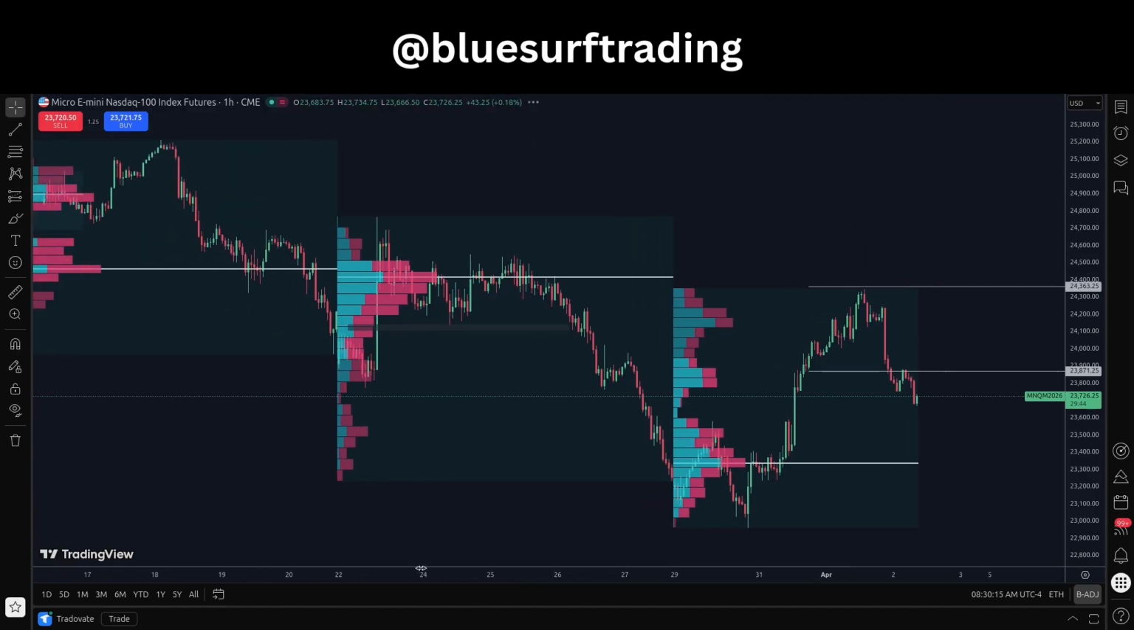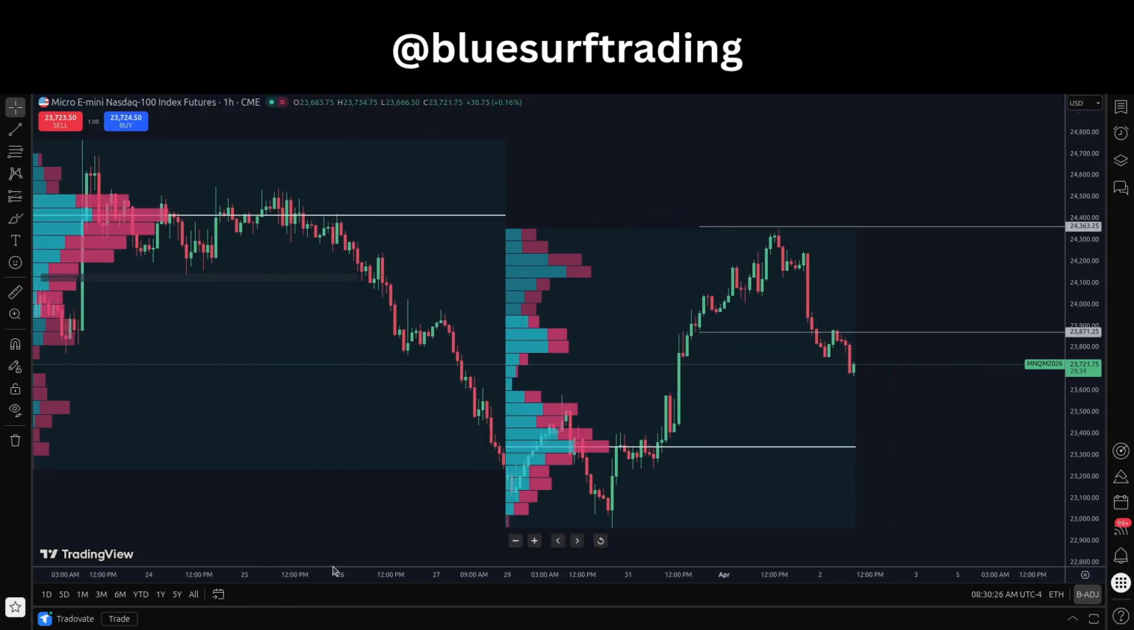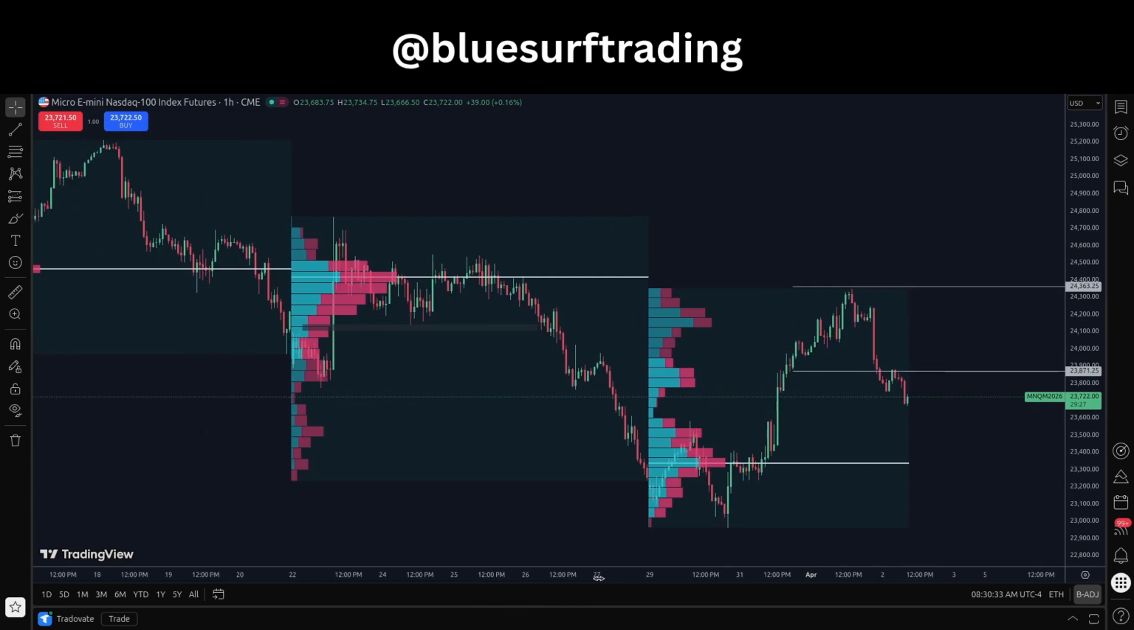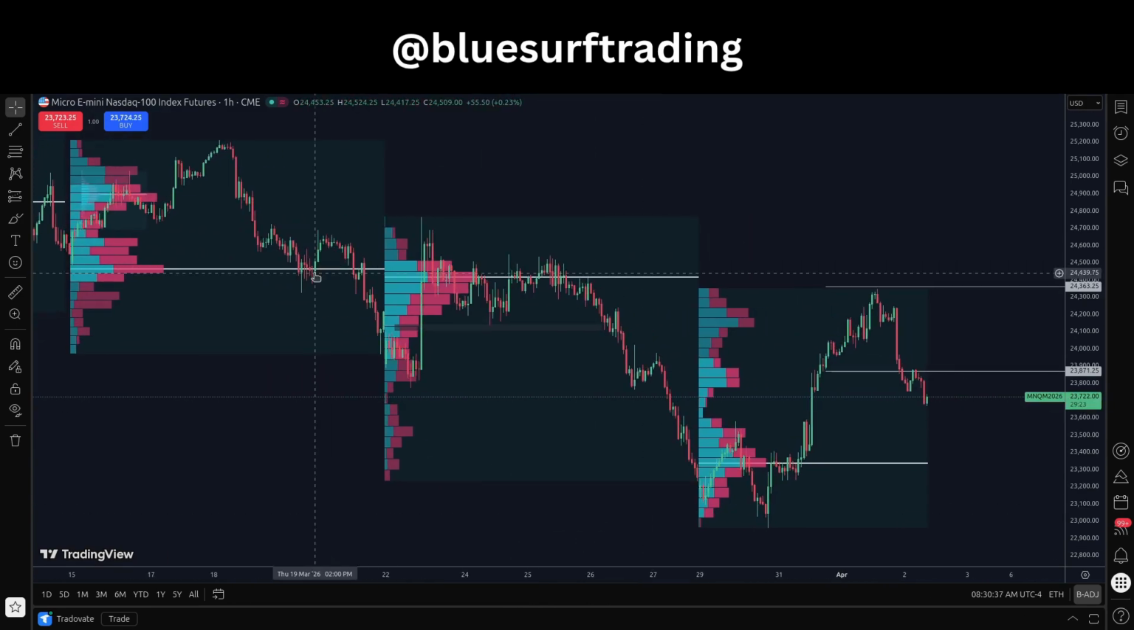Back here, this is the MNQ on the hourly chart. This is the weekly point of control. This is where we are at the moment. Tuesday would have been back here or something. Here's 2 weeks ago. This is last week. This week it's down here.